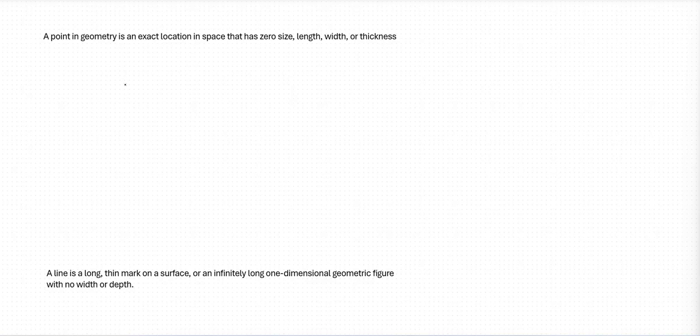So, first of all, what is a point? A point in geometry is an exact location in space that has zero size, length, width, or thickness. Whenever you think of a point, you think of a dot, right? Like a certain dot. I can say this is point A. I can say this is point B. And I can say maybe this is point Z.